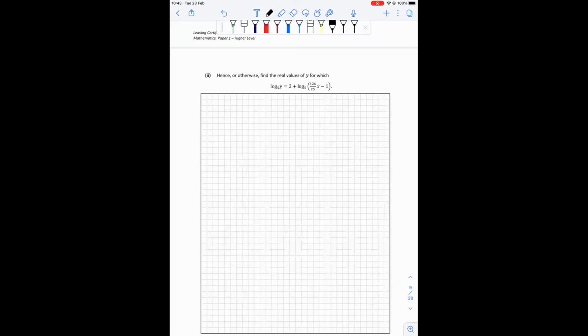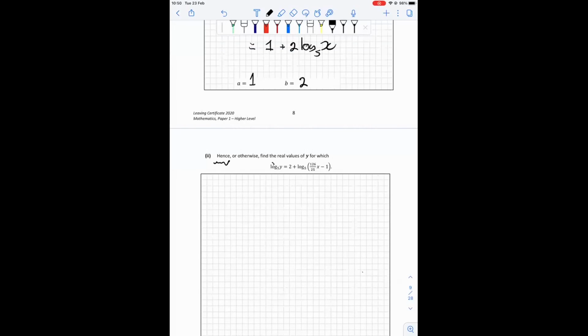So for the next part, they're saying hence or otherwise. Usually when they say hence, we do the hence. That means use the result that you got, find the real values of y for which log 5y equals this spiel here on the right. So I'm going to take my results from before, and I know that 1 plus 2 log 5 of x, this is the result that we got, is equal to log 5 of y. So I'm subbing it in, equals 2 plus log 5 of 126 over 25x minus 1. From here, I need to figure out first the x. Once I find the x, I'll figure out what the y is.